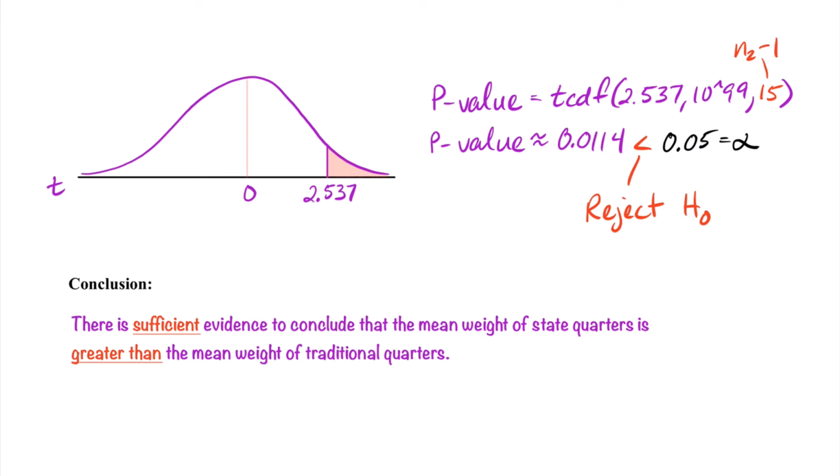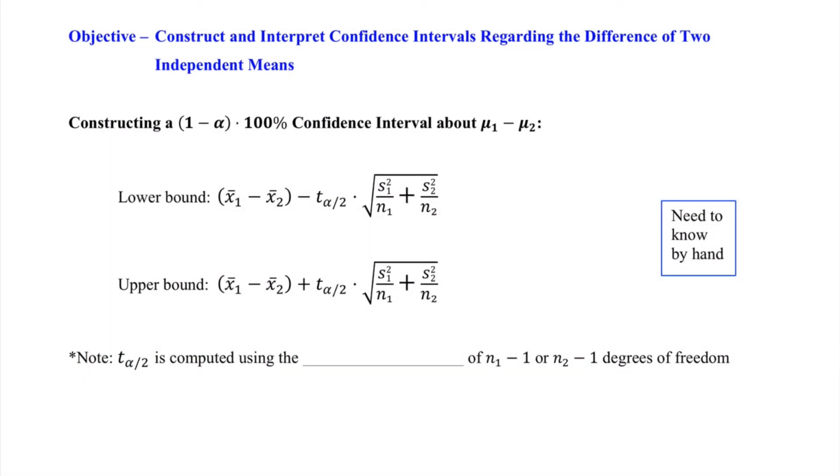And that takes us into our next objective, where now we're discussing how to construct and interpret confidence intervals regarding the difference of 2 independent means. So we're still talking independent sampling here. And we have our formulas for the lower and upper bound. Like we've done previously, we're allowed to bring those together using just a plus or minus symbol, which we'll show in the example.